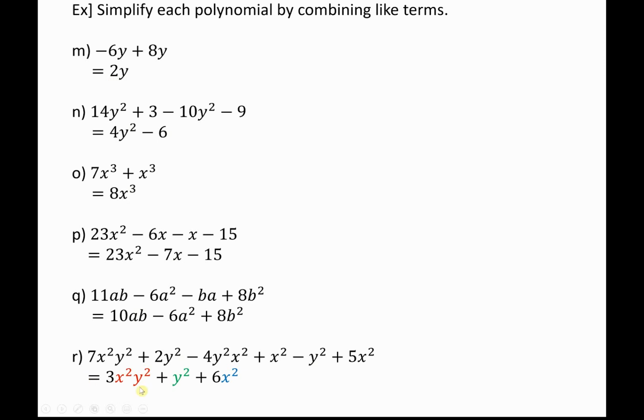And yes, I'm sticking with the x² y² ordering of the variable parts in the red like terms, the ones that I've colored red, just because, like I said, ordering variables in alphabetical order within a single term is conventional. It's the thing that we usually do.